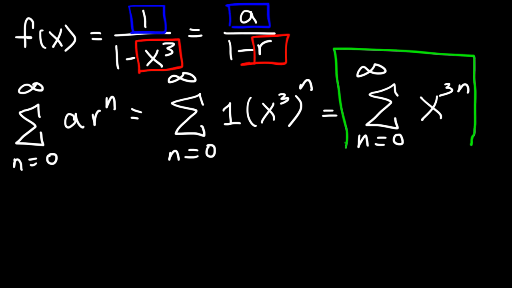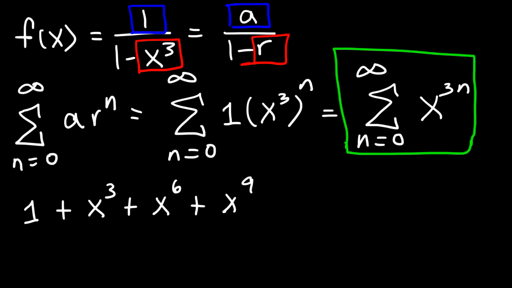Now, if we decide to list out a few terms, when n is 0, x to the 3 times 0, that's x to the 0, so that's going to be 1. And then when n is 1, it's going to be x cubed. When n is 2, 2 times 3 is 6, so x to the 6, and so forth. And so this power series is equal to 1 over 1 minus x cubed for certain x values.